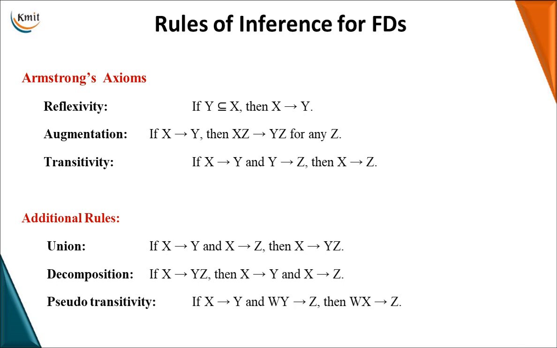Pseudo-transitivity says if X determines Y and WY determines Z, these are two functional dependencies I have. Here the first FD says X determines Y, so I can always replace this Y with X, so that I get a new dependency WX determines Z. This is called pseudo-transitivity. Replace this Y with X because of the functional dependency X determines Y.